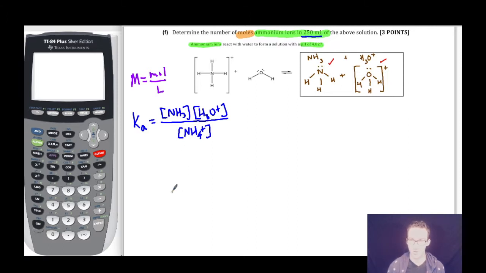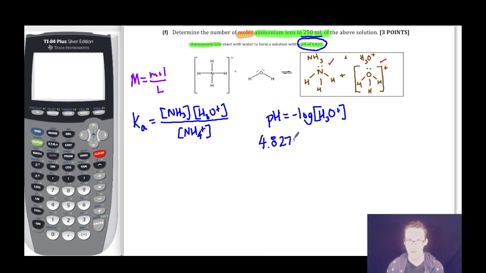Now, this is a problem where, again, there are clues in earlier parts of the question that will help you solve this. If you look at part E, we were given the pH of the solution. And remember, pH is equal to the negative log of the hydrogen or hydronium ion concentration. So I know what this value is. I'm told the pH is 4.827.